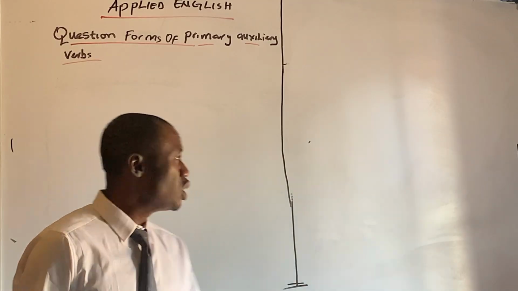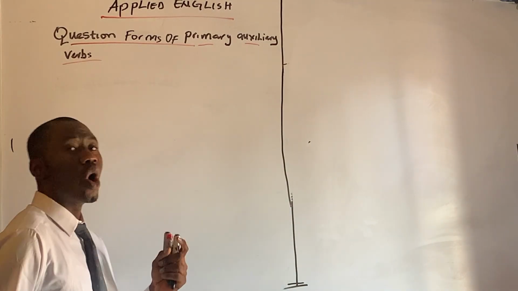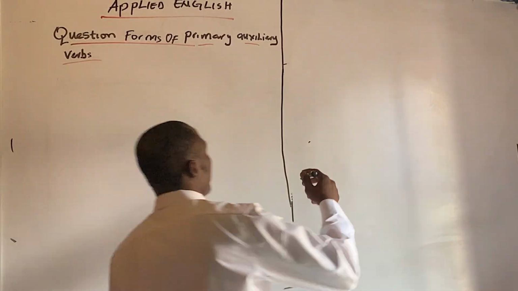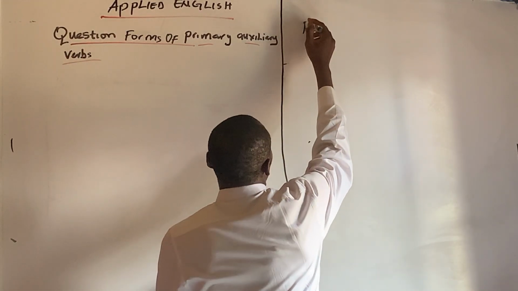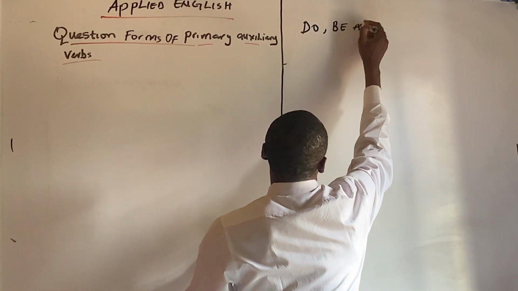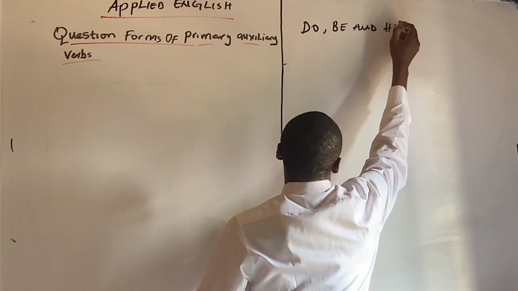In today's class, we'll be looking at the question form of the primary auxiliary verbs. We're going to list out the primary auxiliary verbs first: do, be, and have.